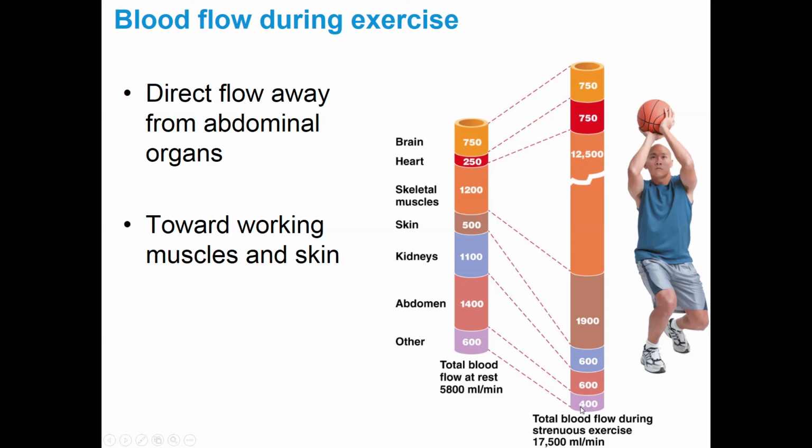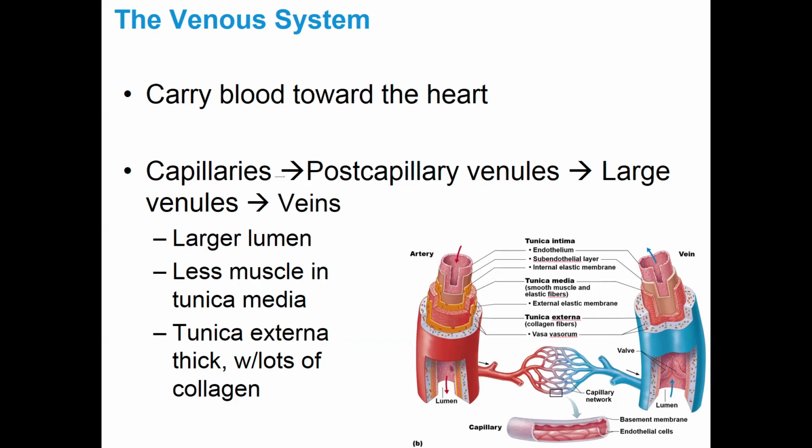So again, what we do with this is the balance between the sympathetic and parasympathetic branches of the autonomic nervous system. With parasympathetic dominance, rest and digest, we're going to direct blood flow away from the skeletal muscles and away from the skin, toward the kidneys and toward the abdominal organs like the liver, small intestine, etc. And then with sympathetic stimulation, so fight or flight stimulation, we're going to direct blood flow away from the kidneys, away from the liver and small intestine, and toward the skin and toward the skeletal muscles.